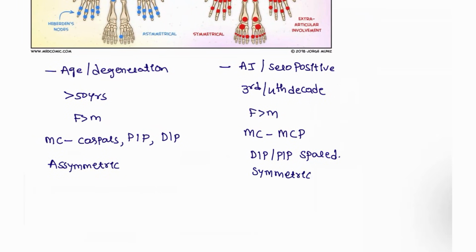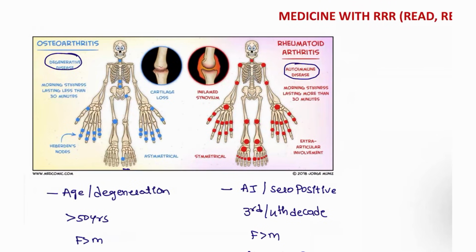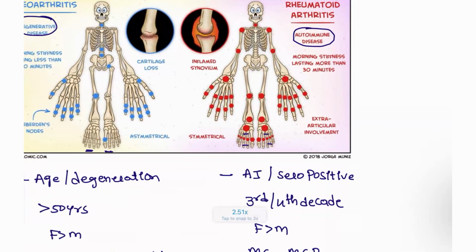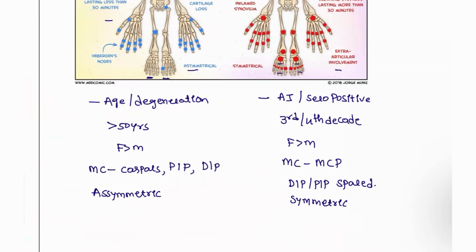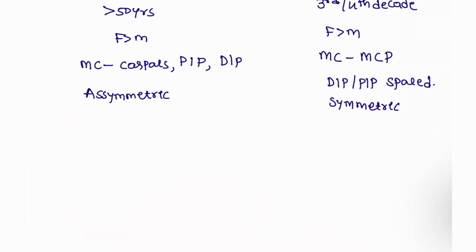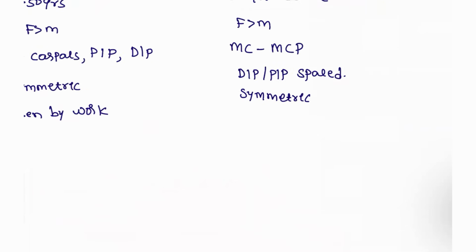What I am telling you here, you can see this side is involved, but it is not involving the other side. But if you see here, both sides will be involved. So osteoarthritis is asymmetrical, whereas rheumatoid arthritis is symmetrical. Next, what about improvement with work or rest? Osteoarthritis will be worsened by work, whereas rheumatoid arthritis will improve by rest.